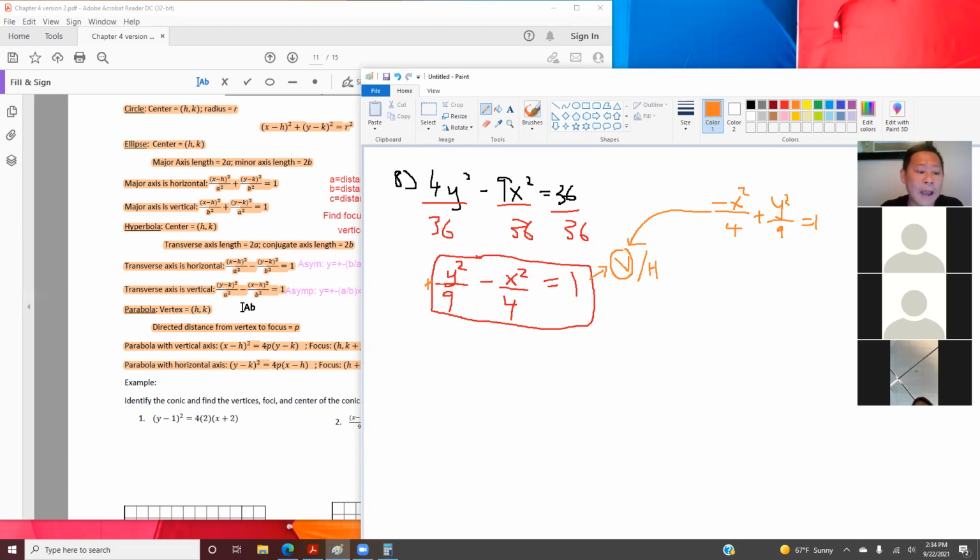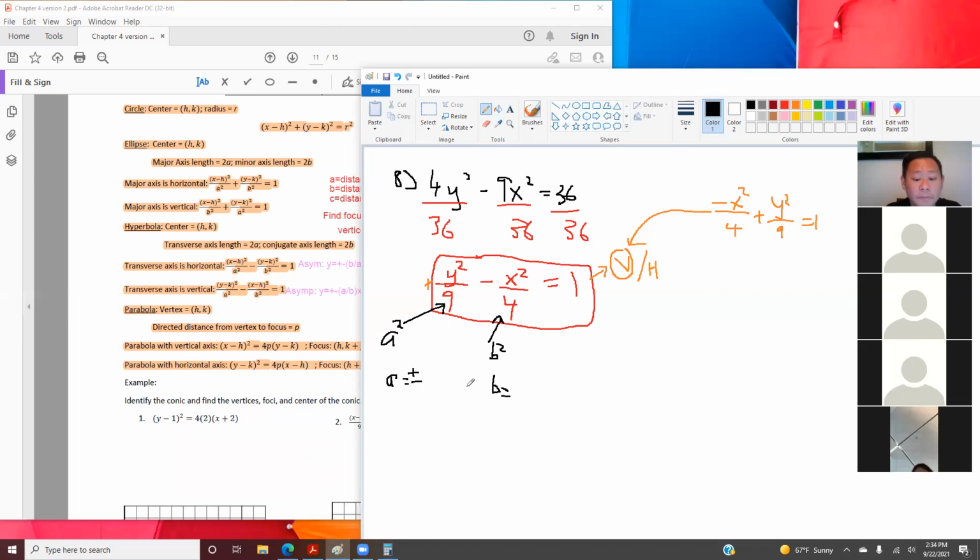Since your y squared is positive, your 9 here is your a squared, and your 4 in this case is your b squared. Because for the vertical, this is a squared and b squared. Can someone tell me what a and b are in this case? You have to take the square root. A is plus minus 3, b is plus minus 2.